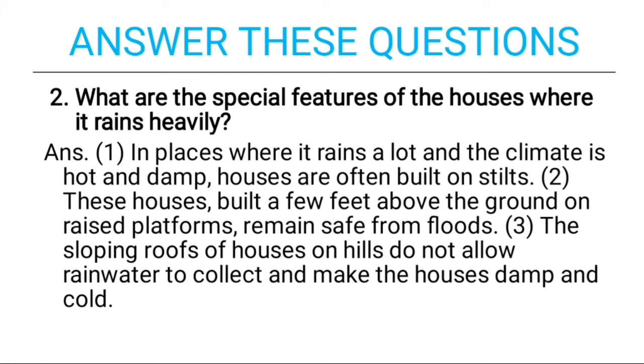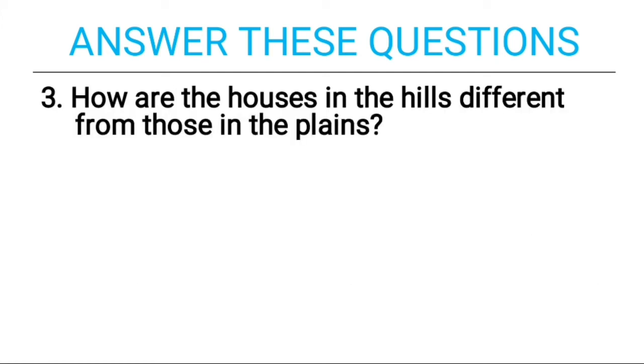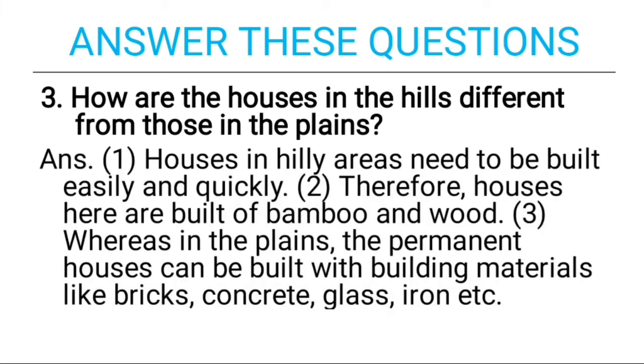Let us see the next question. Question number 3, how are the houses in the hills different from those in the plains? We already discussed this when I was teaching you about various houses and their types. Houses in hilly areas need to be built easily and quickly. Therefore, houses here are built of bamboo and wood. Whereas in the plains, permanent houses can be built with materials like bricks, concrete, glass, iron. All these materials can be used to build a permanent house in the plain area.